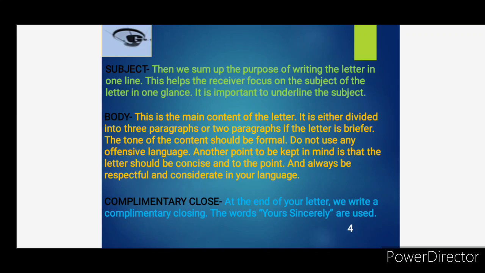Another point to be kept in mind is that the letter should be concise and to the point, because you are not going to make others confused. And always be respectful and considerate in your language. That is very important.